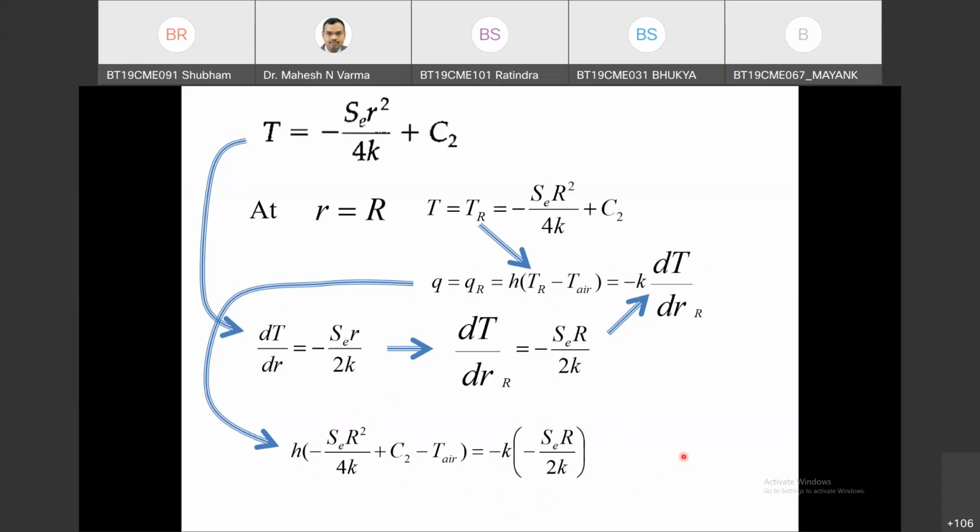So what will C2 equal to? Roll number 34, Dhiren. Roll number 34.